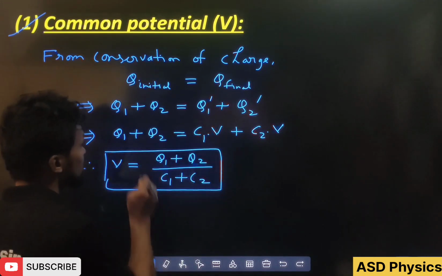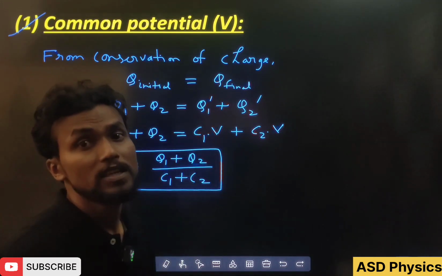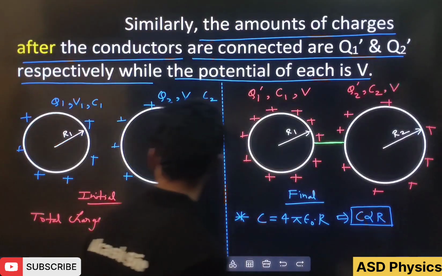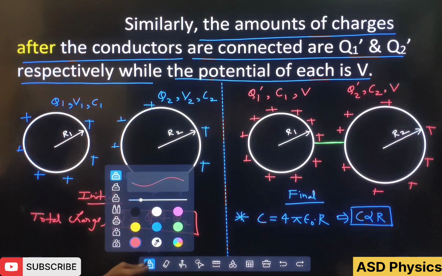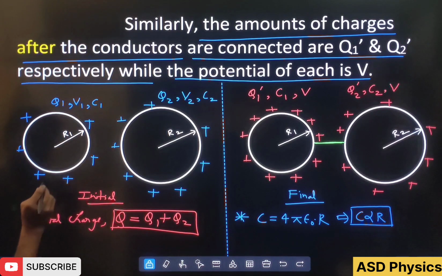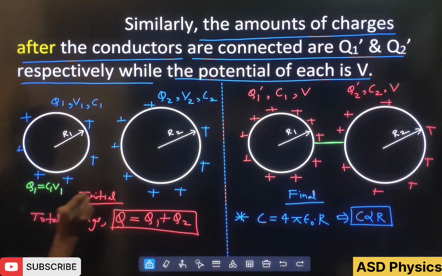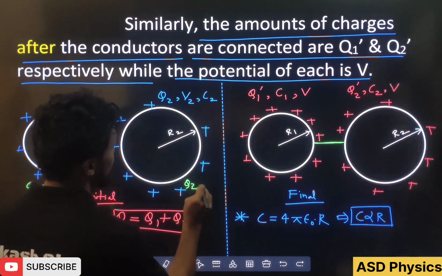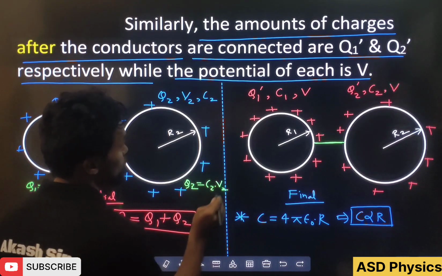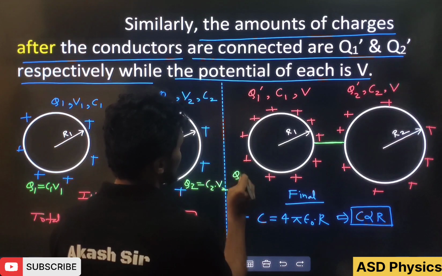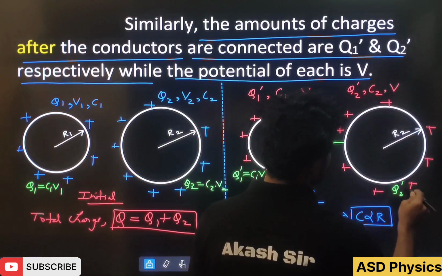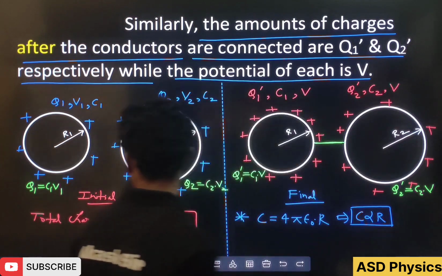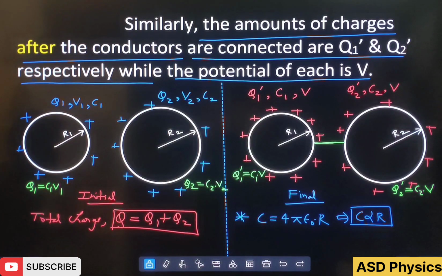After that, you know very well, this Q1 we can write as C1 V1, Q2 we can write as C2 V2. So I can write this Q1 is C1 V1. Now remember that this Q2 is C2 V2. Similarly this Q1 dash is C1 V. And this Q2 dash is C2 V. Okay. So this thing we will use time to time.